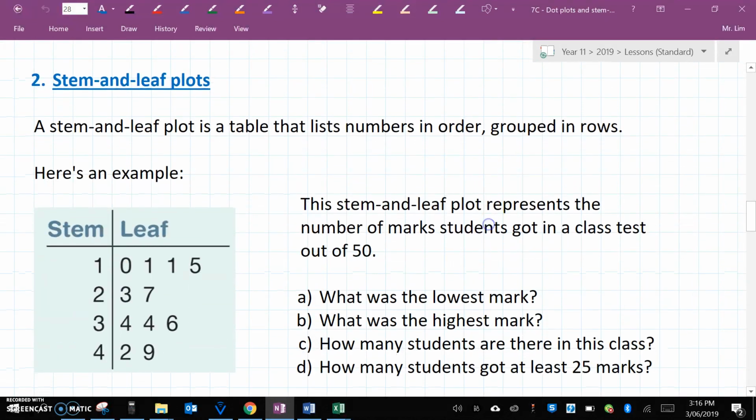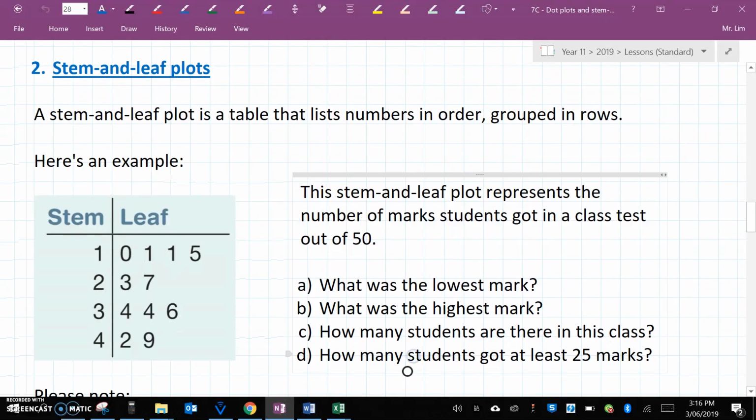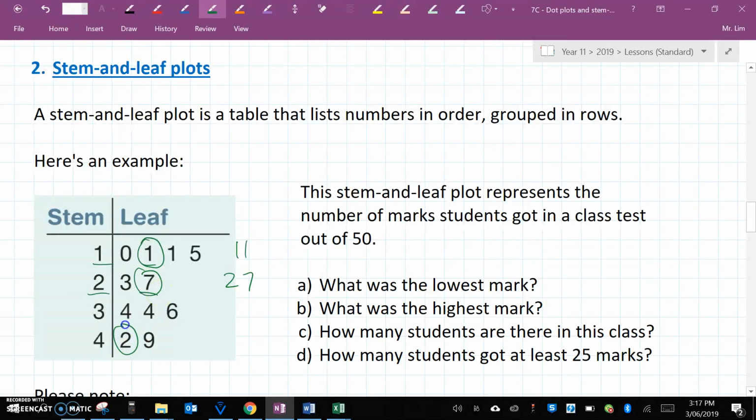The second thing for this lesson is stem and leaf plots. A stem and leaf plot is a table that lists numbers in order grouped in rows. Here's an example. So what this means is that this number here is actually 11. This number here is actually 27, 2 and then 7. This number here is 42.